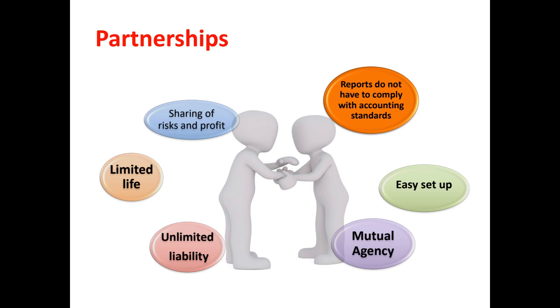The one negative is that they have mutual agency, meaning that each member of the partnership can make a decision on behalf of all the members of the partnership. So that can result in trouble, mainly because partners might not always agree with the decisions that the partner takes. Profit sharing and risks are shared in a partnership. Generally, that is determined by what the partnership agreement says, right?